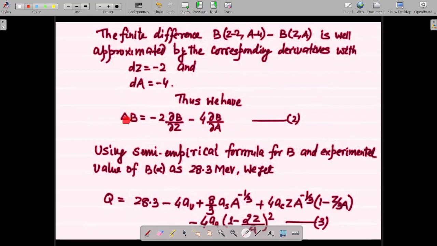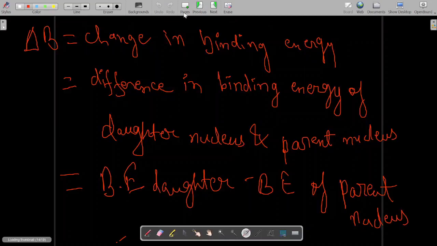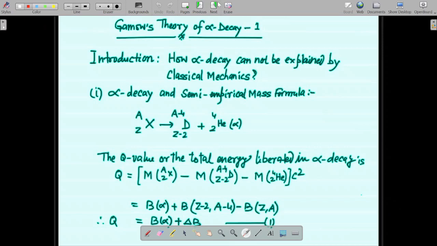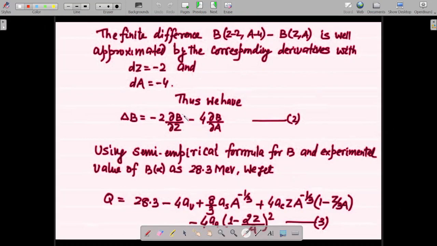So actually delta B is the change in binding energy after the disintegration into daughter nucleus by emission of alpha particle. We are getting the change in binding energy to be a function of Z and A. Change in binding energy is a function of Z and A. So that is the meaning of this.